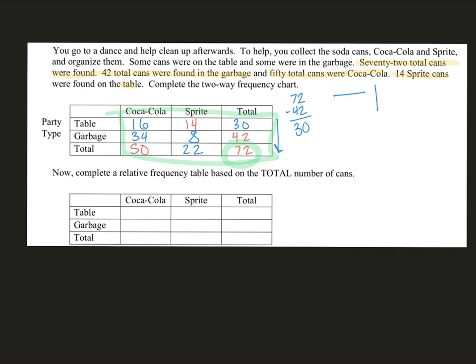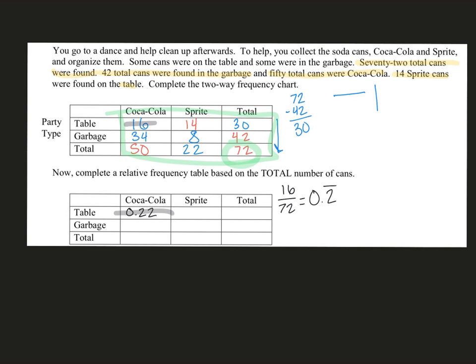This is where I'm going to be using a calculator. So to find the Coca-Cola total, what I am going to do is take the Coca-Cola number, which is 16. So 16, and I am going to divide it by 72. Like I said, I'm going to be doing that on a calculator. I get 0.2 recurring. I'm going to round that to the hundredth, and I'm going to put 0.22.